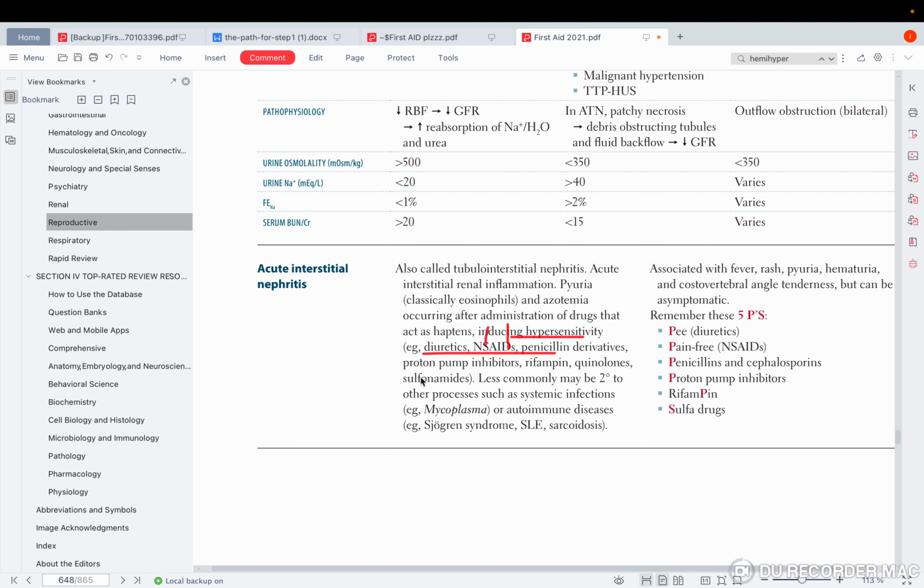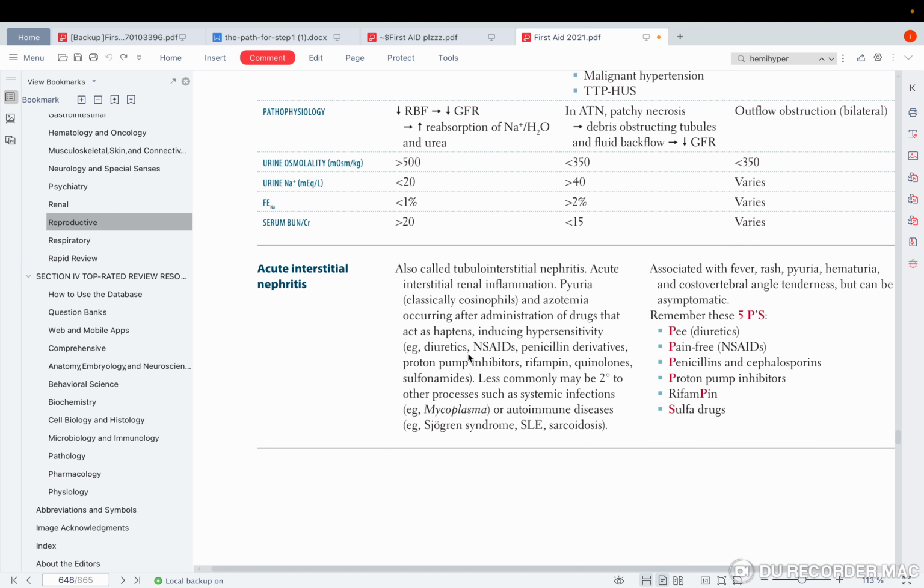As a hapten inducing hypersensitivity reaction, it could be diuretics, it could be NSAIDs, penicillin derivatives, proton pump inhibitors, rifampin, and quinolones, which are antibiotics. Also, sulfa drugs. Less commonly it may be secondary to other processes such as systemic infection like mycoplasma pneumonia, or autoimmune disorders like Sjogren's disease, lupus, or sarcoidosis. When we cover these, we are going to come back to acute interstitial nephritis because so many things cause it.